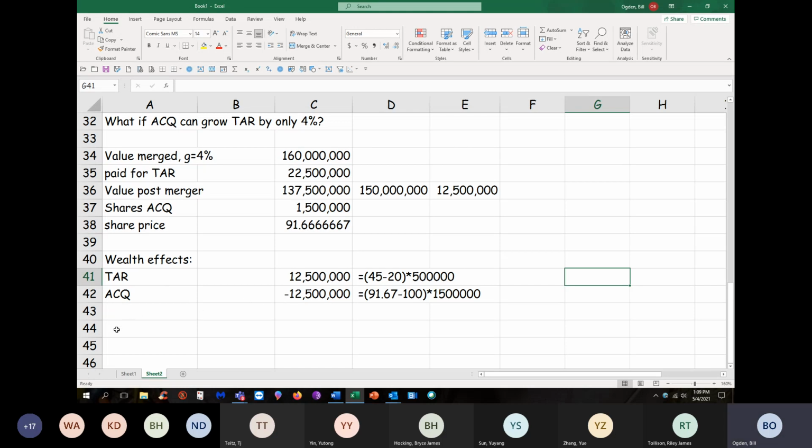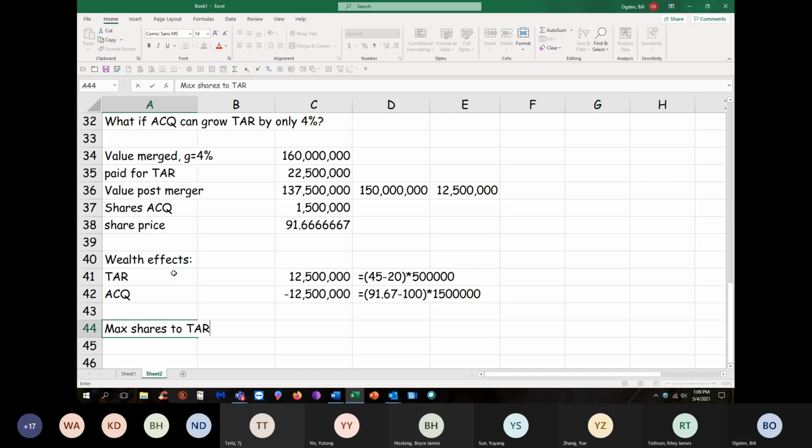All right, let's do another scenario. I think this is the next one in the Word document, and that would be, let's convert this to a share offer. Let's do max shares to TAR for ACQ price to remain at $100 per share.